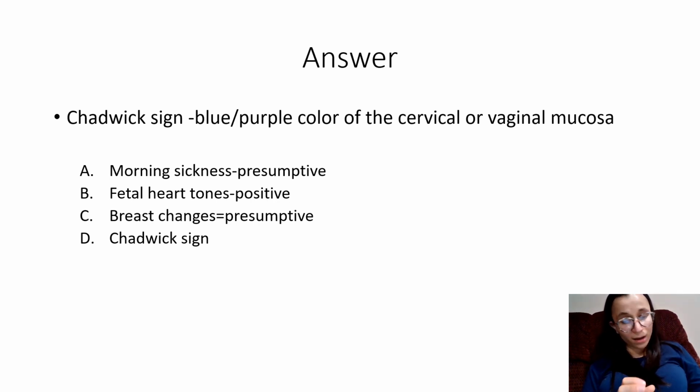Just how I like to remember all this is that the presumptive ones are what the patient's telling you. I don't have my period anymore, fatigue, breast changes, etc. The middle one is all those weird ones like Chadwick, Goodell, stuff that you wouldn't know, you just have to memorize. And then the last one is only 3 things: heart tones, ultrasound, things that you could actually see or hear of the baby.